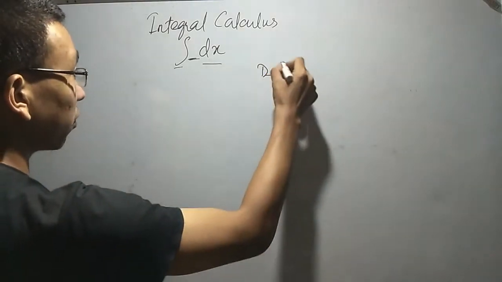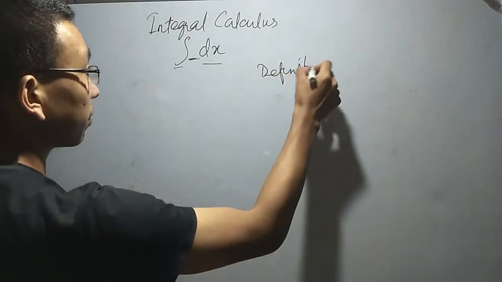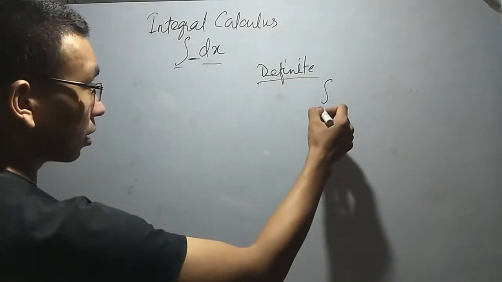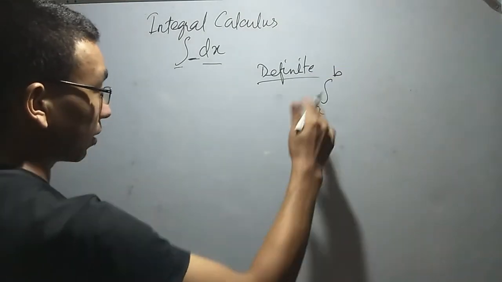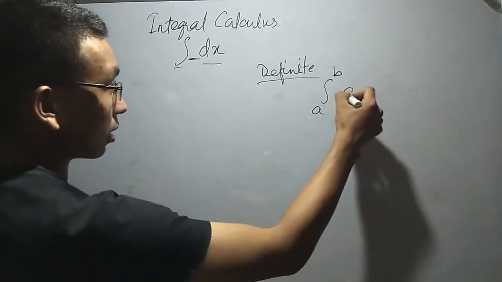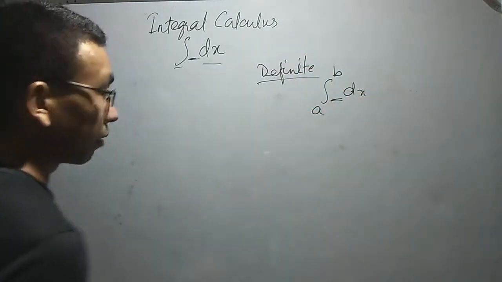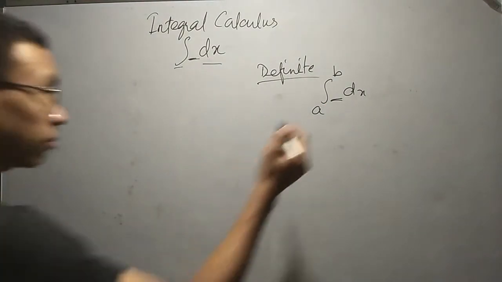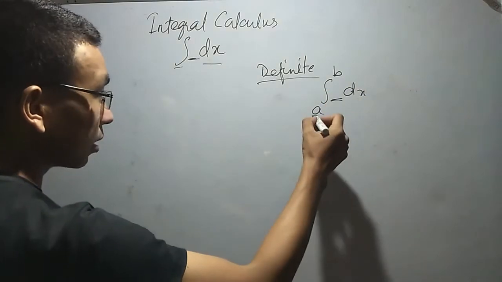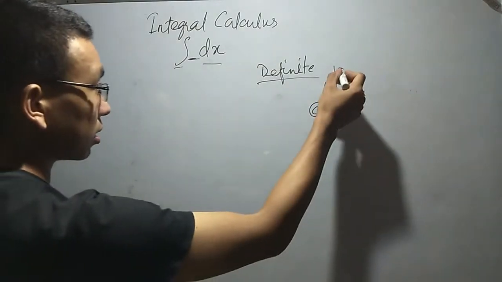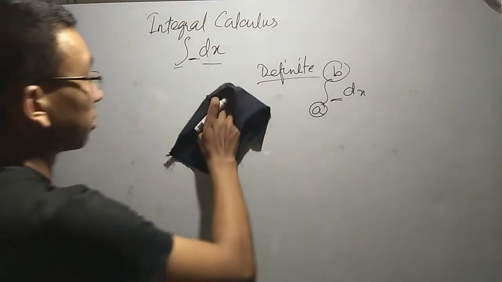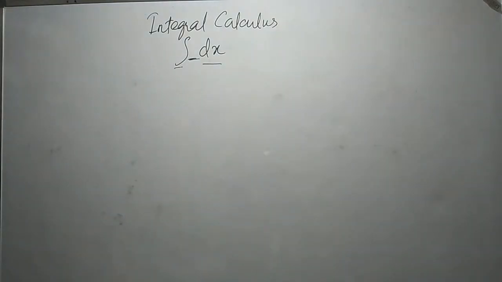Okay, so for definite integral, we represent it this way, like a to b. We have a range and dx, and between them a function is there. Now there will be a function here. So this is called the lower limit, this is called the upper limit. So we shall see later on about this definite integral. First, let us go to indefinite integral.